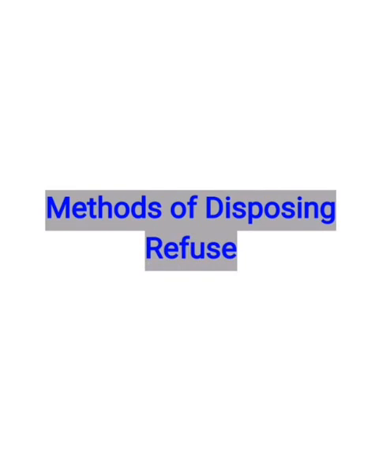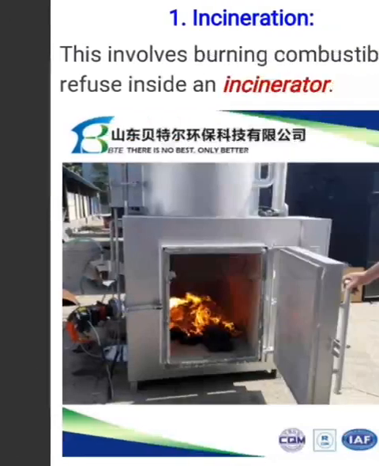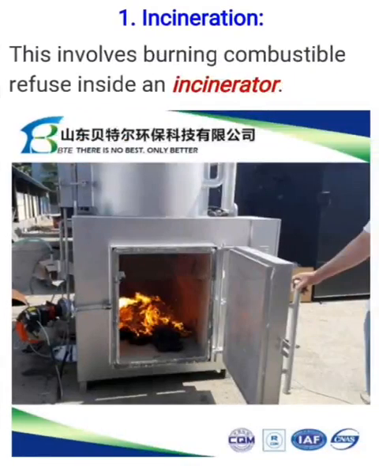Methods of disposing refuse. Let's review the methods one after the other, starting with this very first one called incineration. So one method we use in disposing solid waste is called incineration. And what do we mean by incineration? This involves burning combustible refuse inside an incinerator. There is a device we call an incinerator. That's what you are seeing on the artistic impression, the picture on the slide.